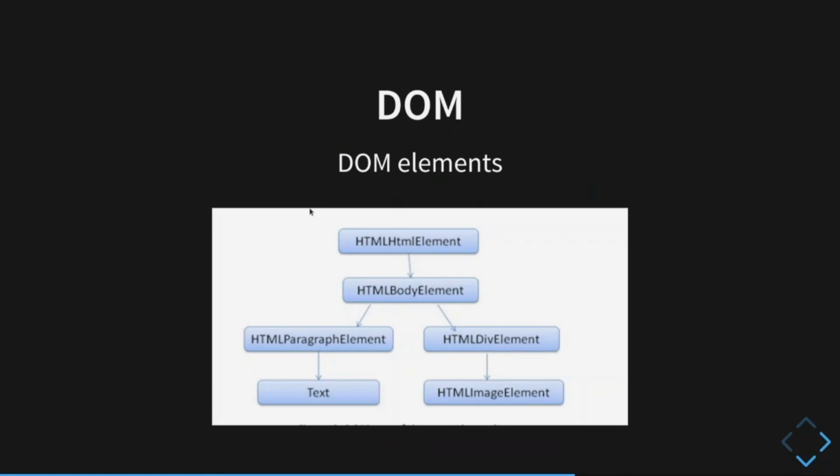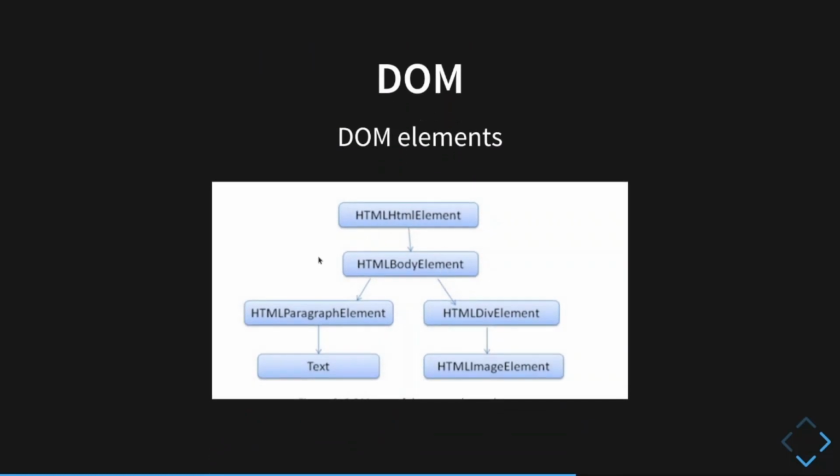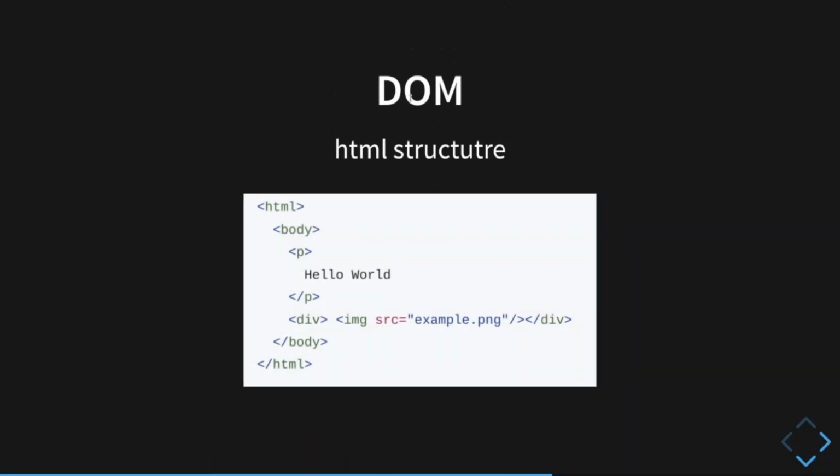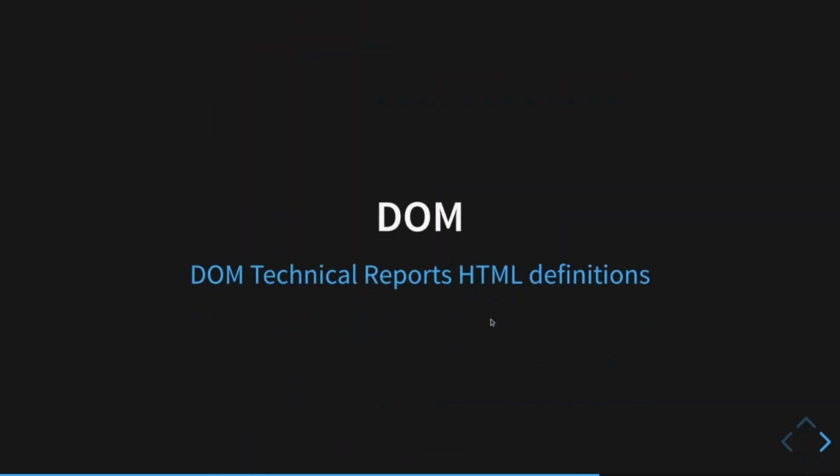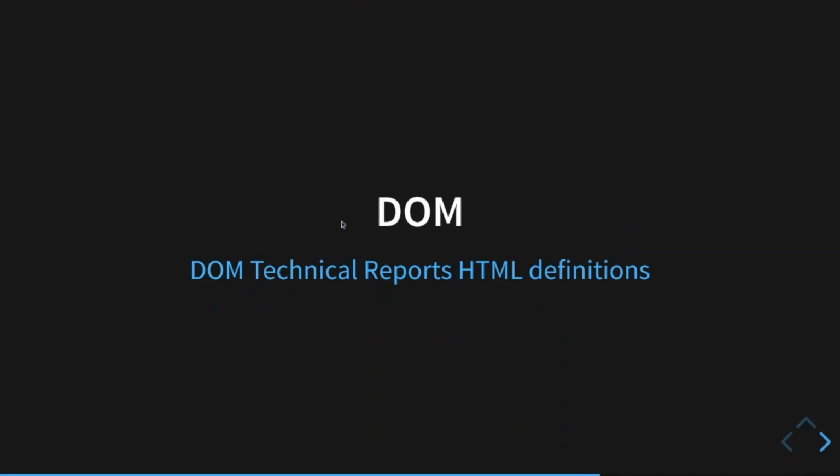For HTML, it will be an HTML element. For body, an HTML body element. We have two tags: p for an HTML paragraph element, and an HTML div element. Inside the HTML paragraph element we have a text node. A text node in the DOM, the document object model, is also part of the DOM node, like the HTML image element. DOM technical reports contain the HTML definitions. We have documentation at this link.